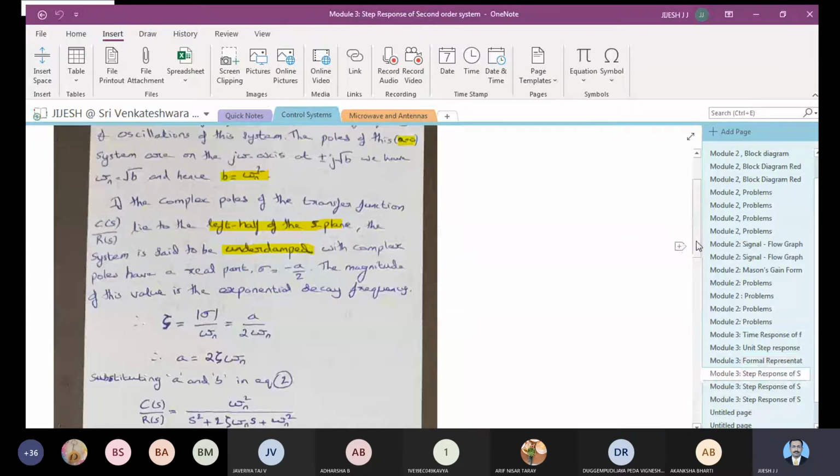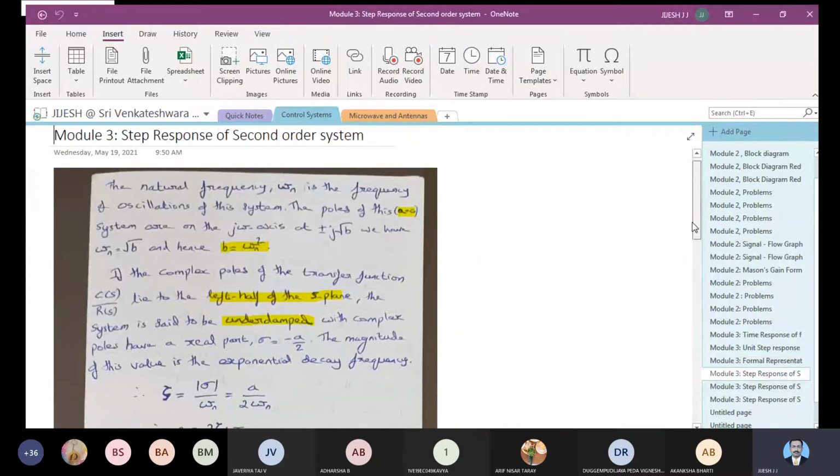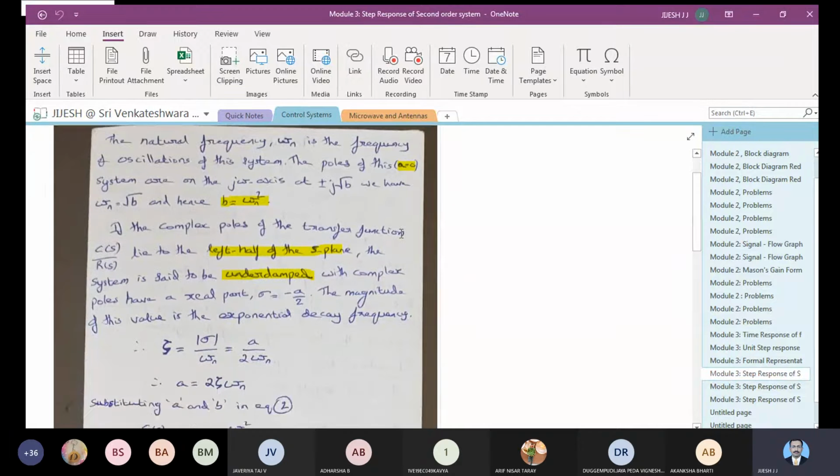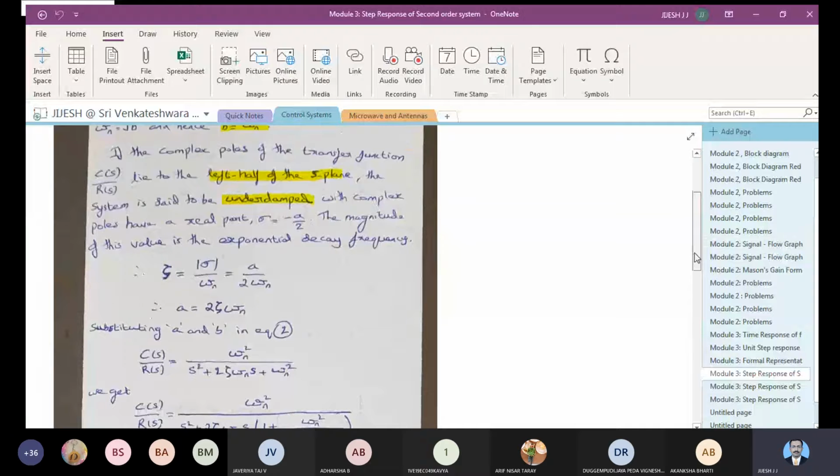And then we move on. We have also seen B is equal to omega n square and A is equal to 0. Then the complex poles of the transfer function lie in the S plane. This is all we studied in the previous class. So I think we have to start from the equation for zeta, correct?